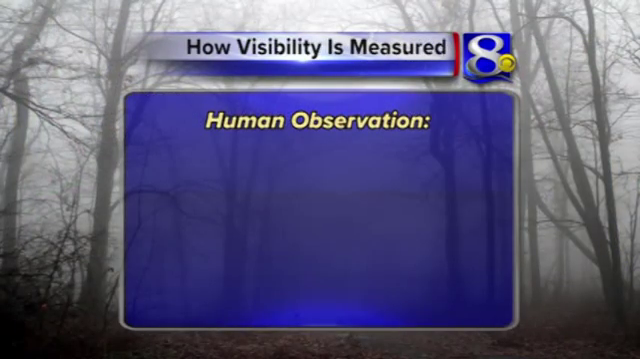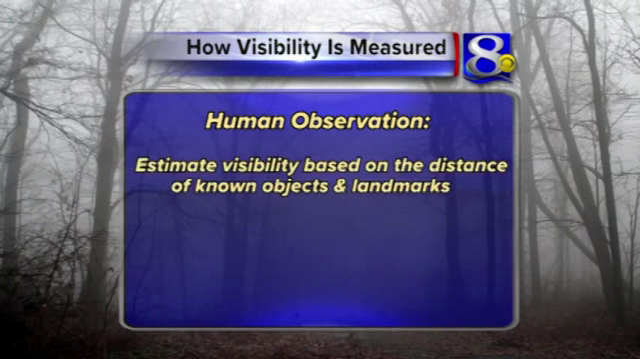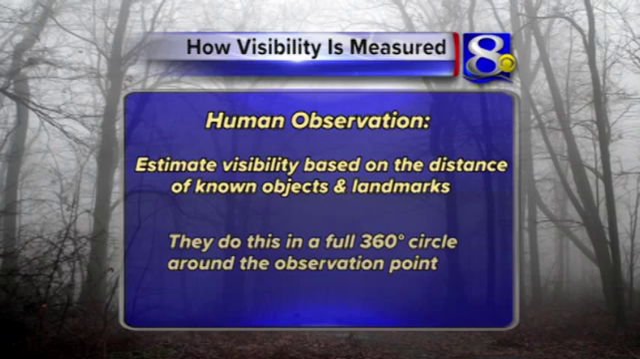So there are two ways. The first way being human observation. It's pretty self-explanatory. It's also known as prevailing visibility, but what it is, it's the estimate of visibility based on the distance that someone knows of certain objects and landmarks that are around you. And this is often done in a full 360-degree circle around the observation point. So you could just be your own human observer and try to figure out the visibility.